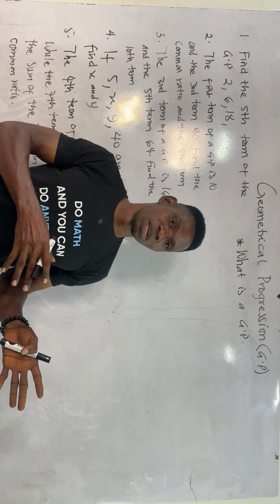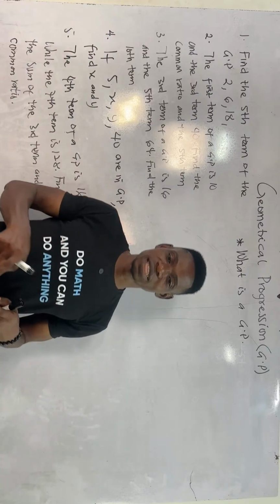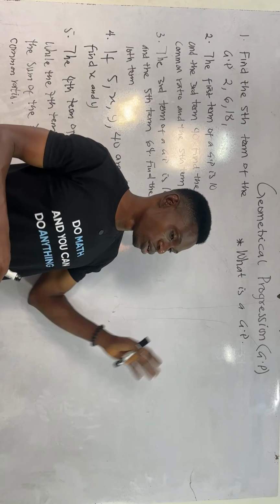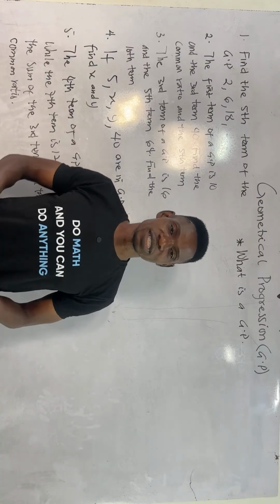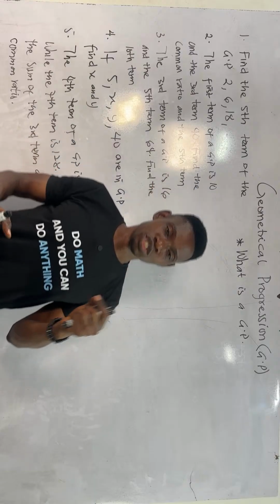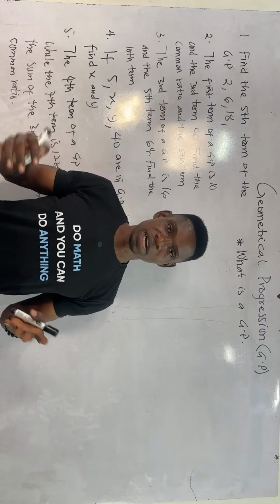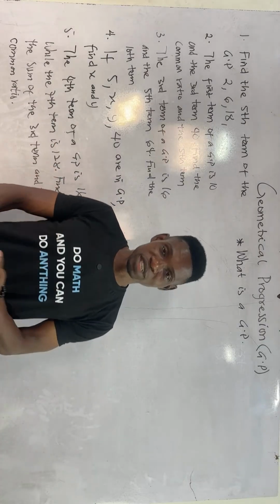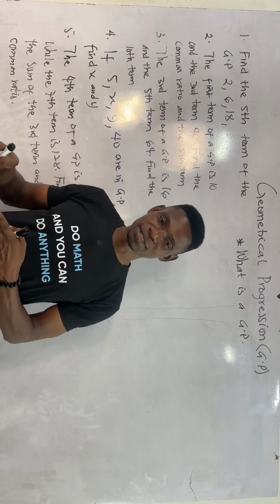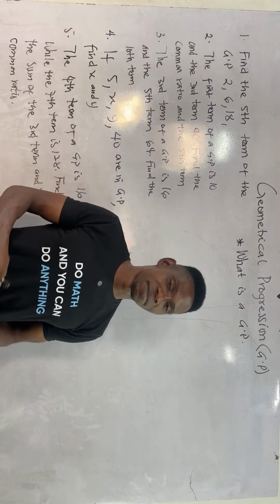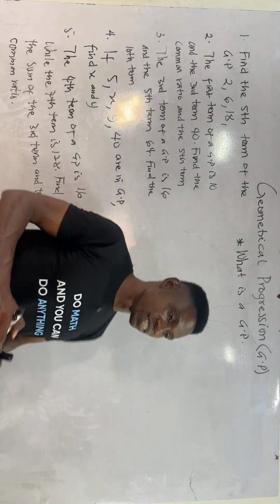Remember, in arithmetic progression, we said the difference between any two consecutive terms is a constant. Now, in this case, for geometrical progression, the ratio of any two consecutive terms is constant. That ratio is called the common ratio. So remember, a geometrical progression is a progression in which the ratio of any two consecutive terms is constant. We call that ratio what? Common ratio. Let me give you an example.